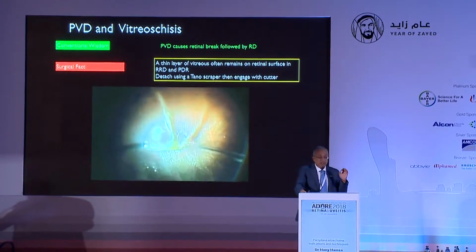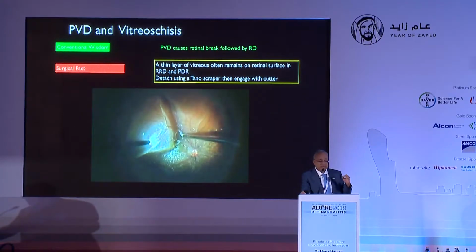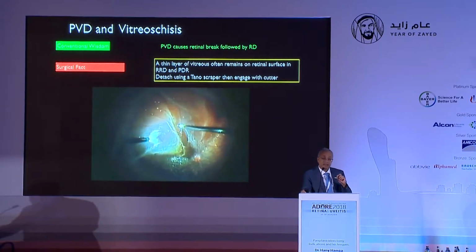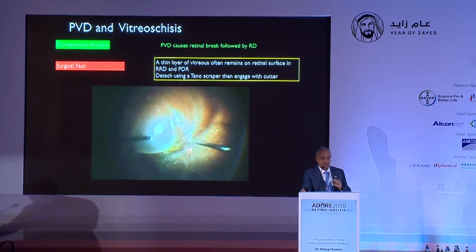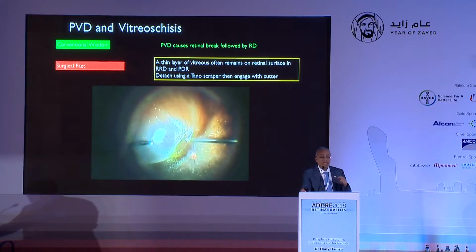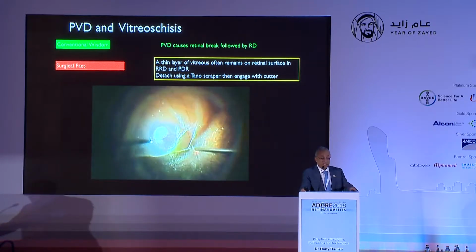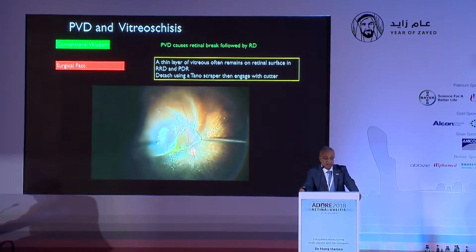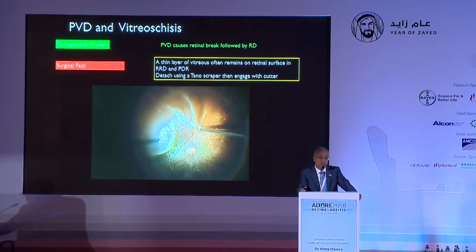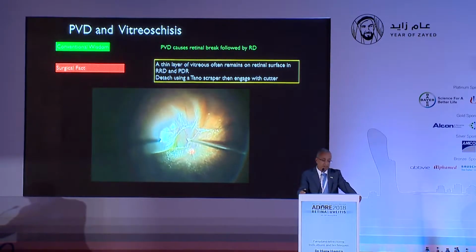The very important and critical step is the posterior vitreous detachment in cases of rhegmatogenous detachment. And this step is tricky because you have to look for vitreoschisis, which is a layer of vitreous adherent to the retinal surface, and you have to look for it and remove it. Otherwise, you will be confronted with postoperative failure and recurrence with PVR.